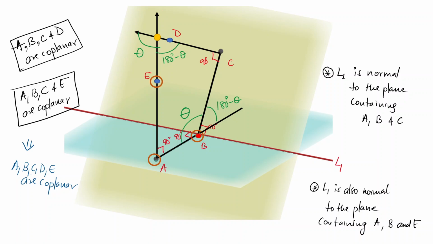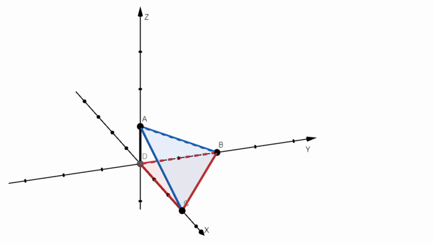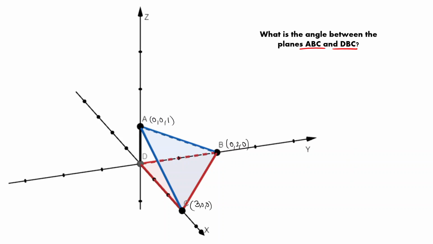Okay, so from here now we can go and solve this question. The question is, what is the angle between planes ABC and DBC? We have been given these points, and let's draw a perpendicular from point D to some point on the line of intersection of the planes. Let's say that this point is M. Let's first figure out what this DM length is.